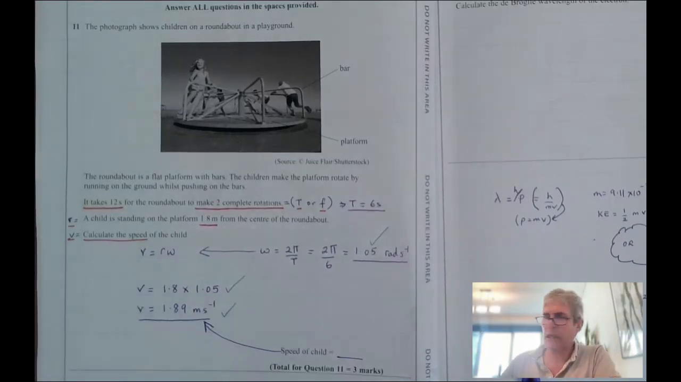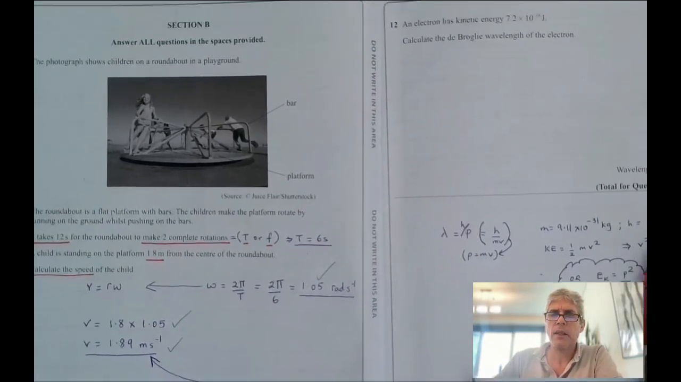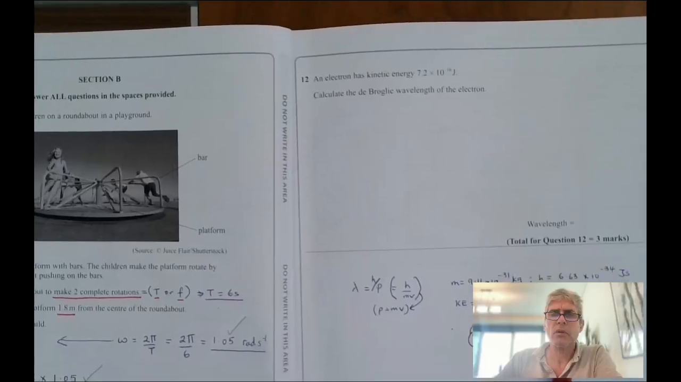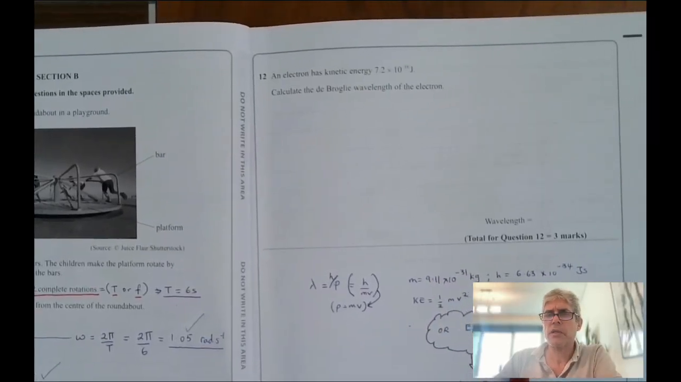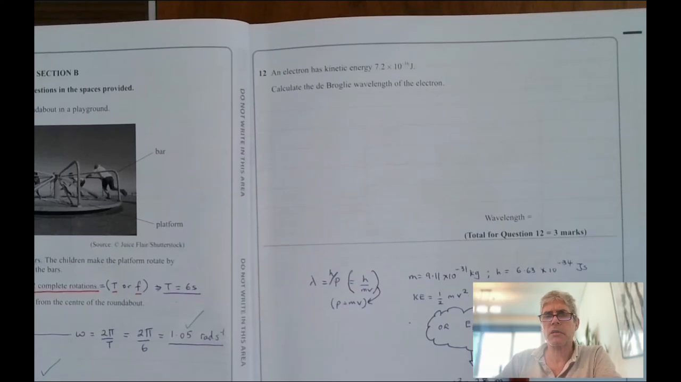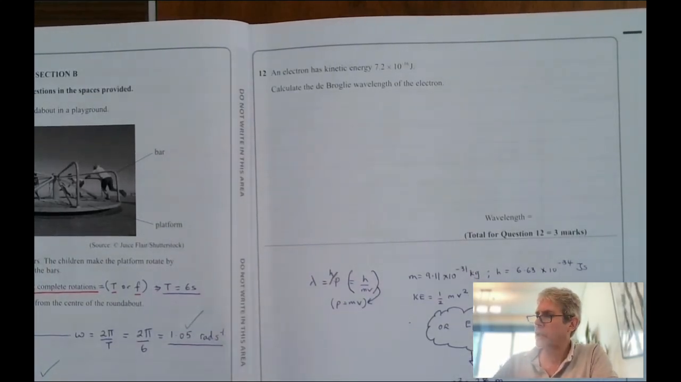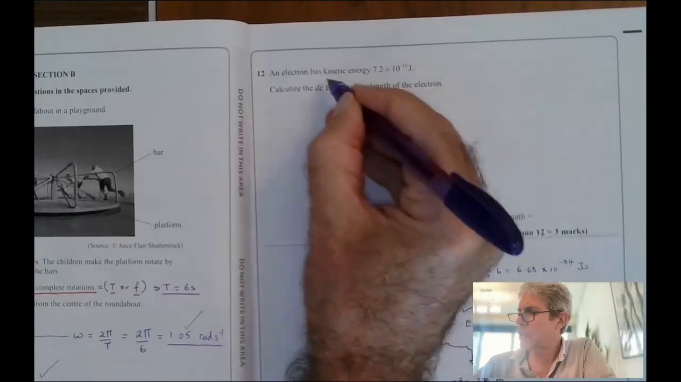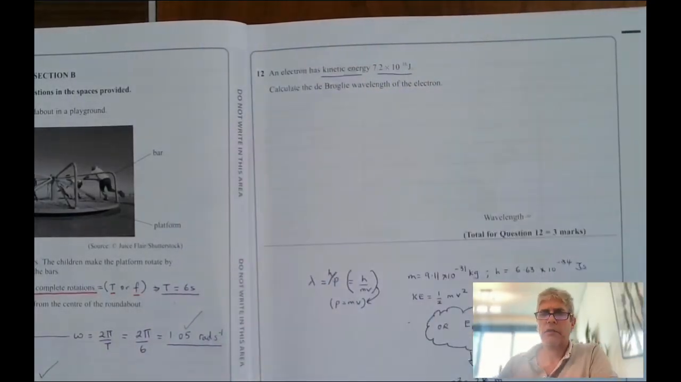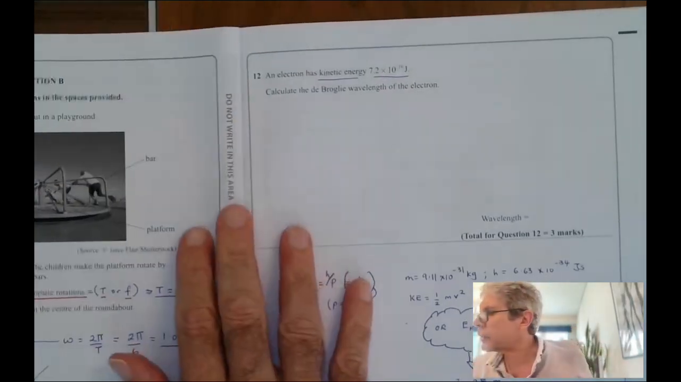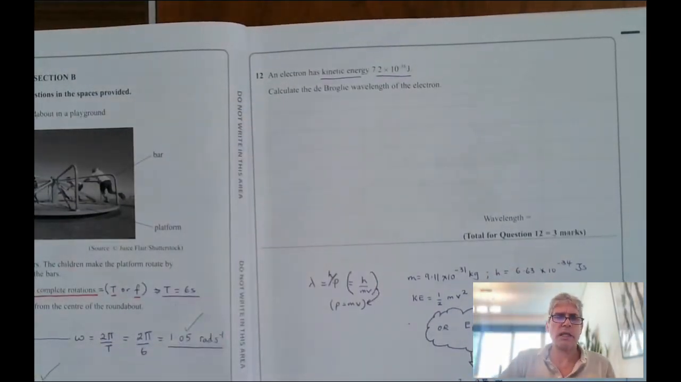Okay, the next question is only 3 marks. The 3-mark question is about an electron, and it's telling you an electron has kinetic energy in joules of 7.2 times 10 to the minus. It's difficult to actually read that, so let's just zoom in a bit more.